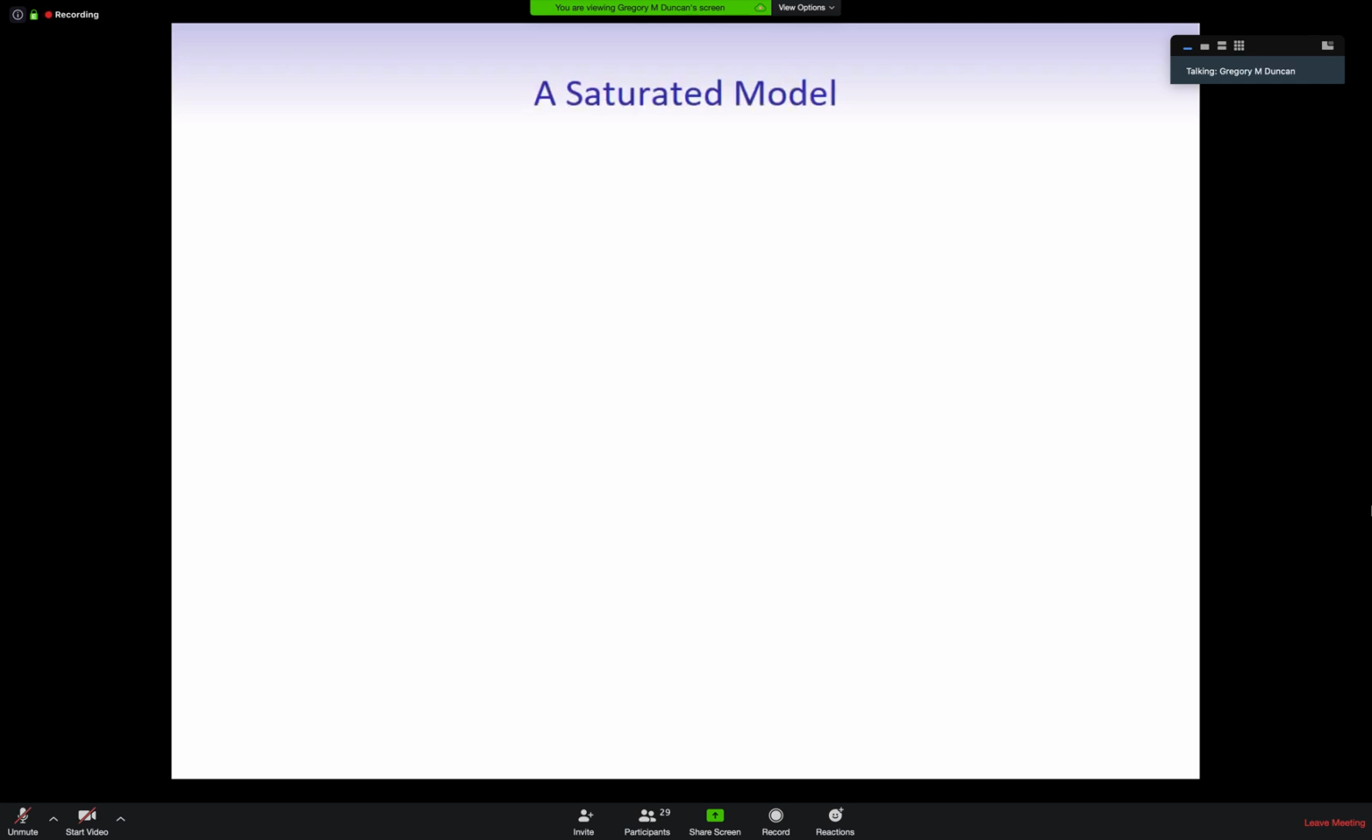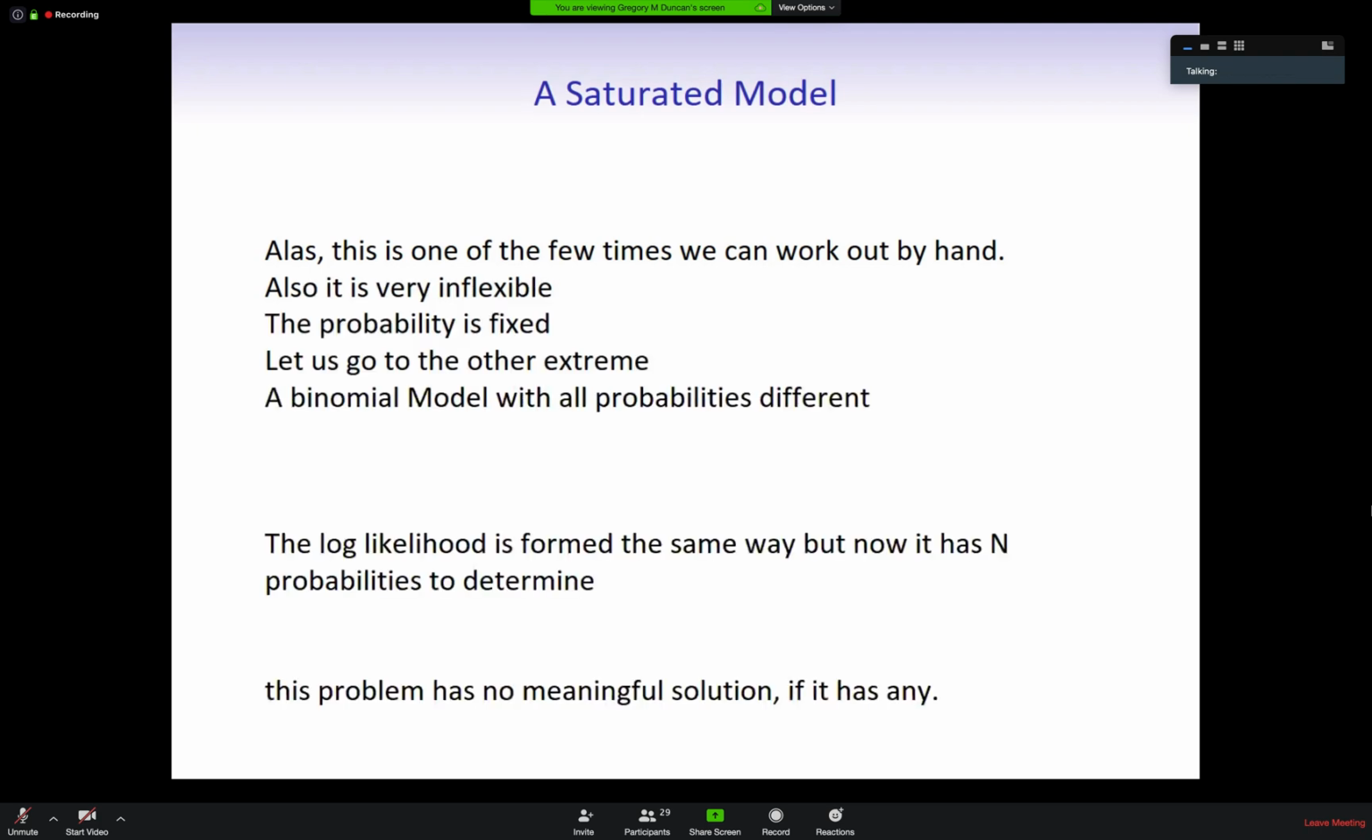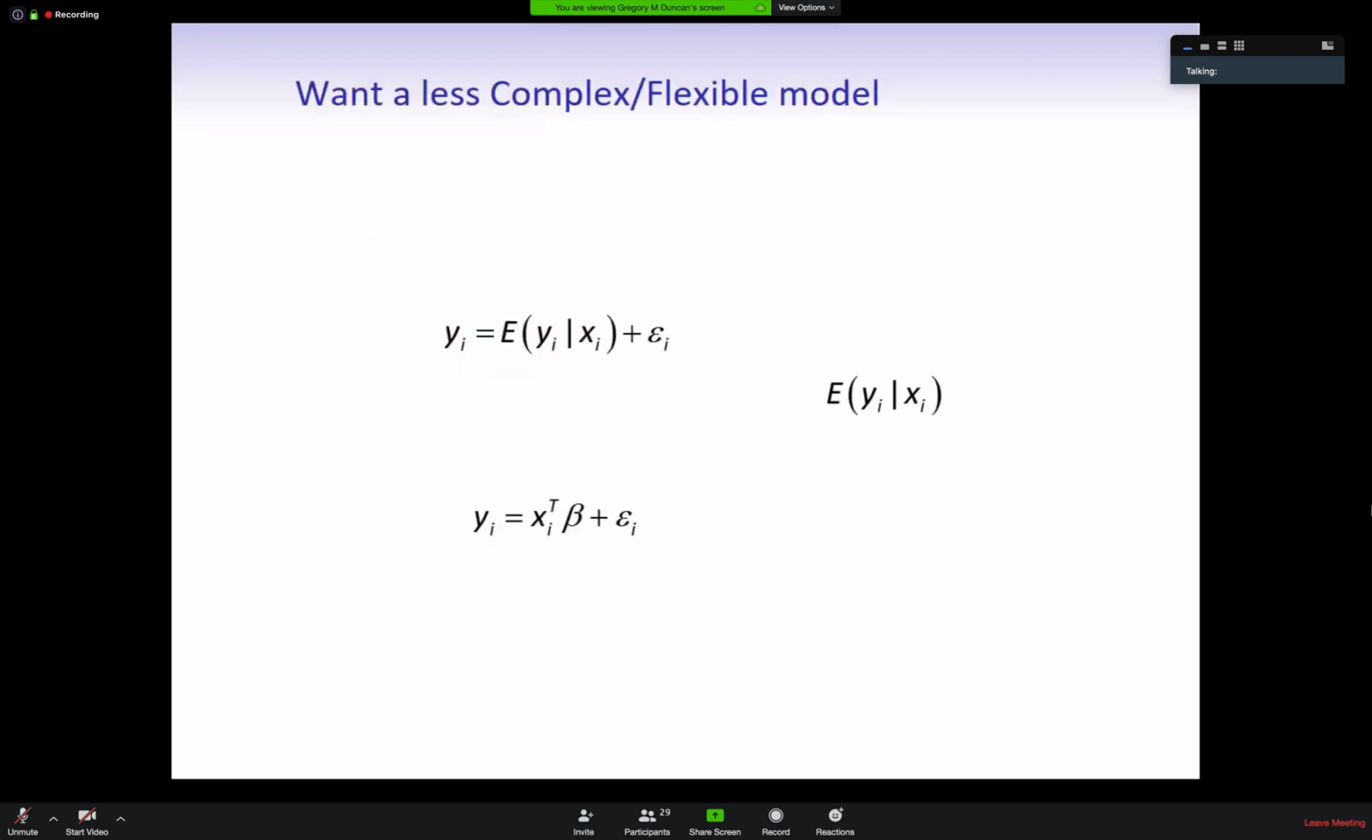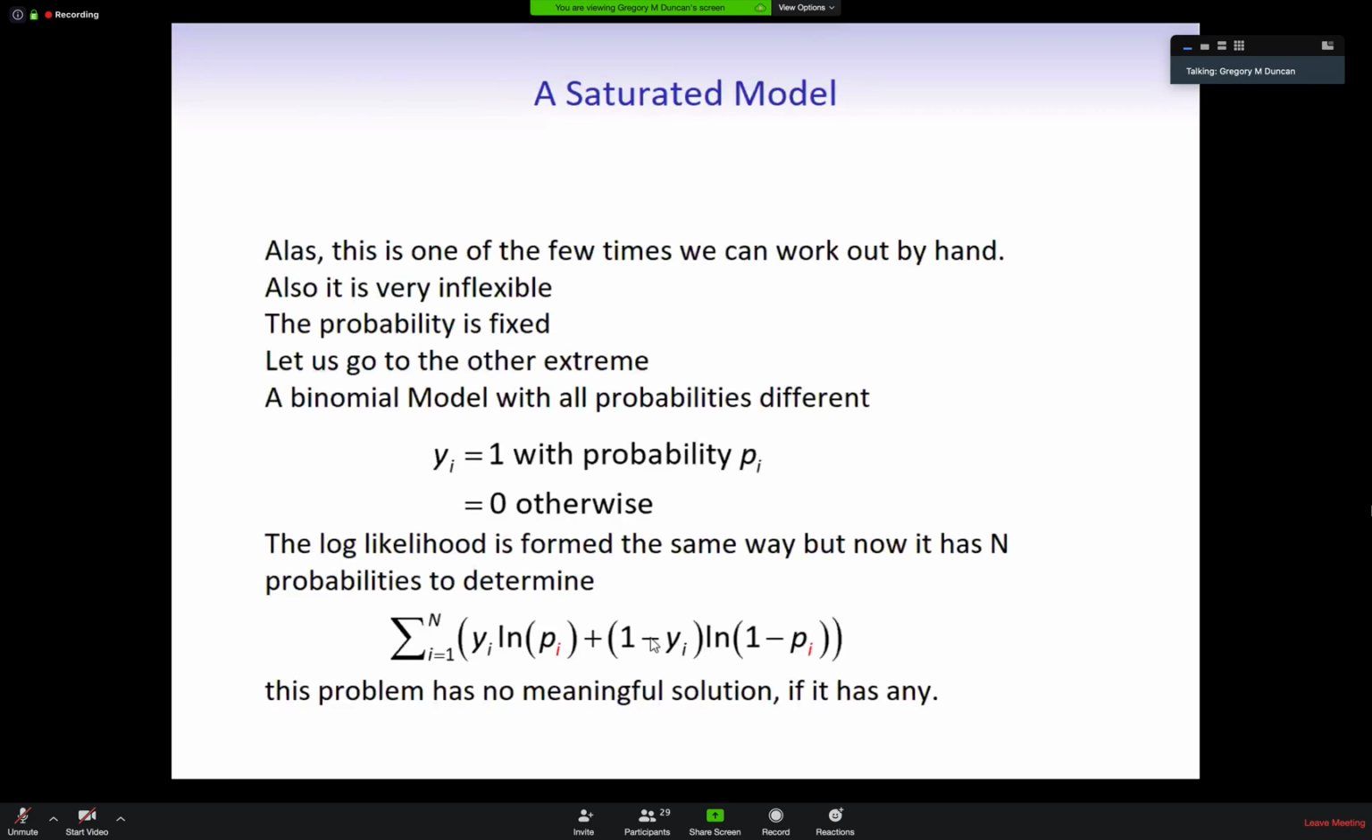This is called a saturated model. So a binomial model where all the probabilities are different. That is, yi equals 1 with probability pi, 0 otherwise. Okay? So everybody is going to have a different probability.